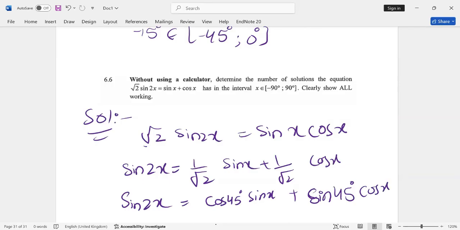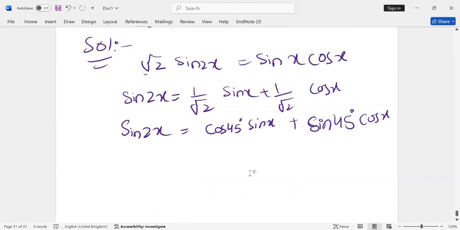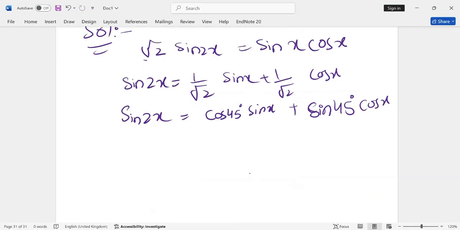So as you know that the special angle 1 by square root of 2 equals sine 45 and cos 45, all right? I'm just putting the values of the angle. So we have sine 2x equals sine of x plus 45 degrees, okay? So now solve the trigonometric equation for case 1, all right?